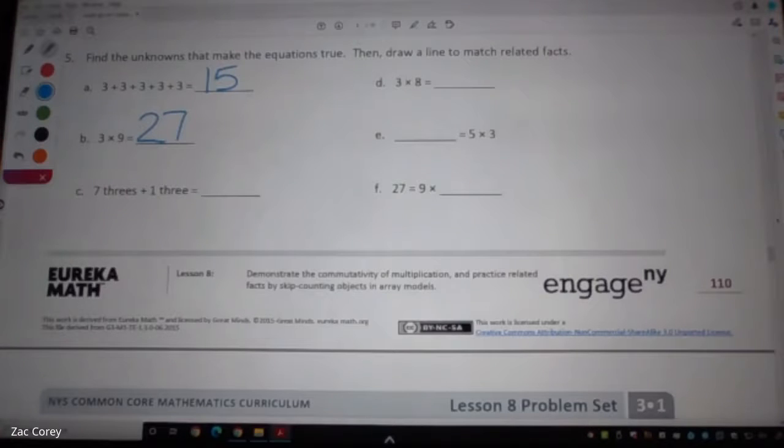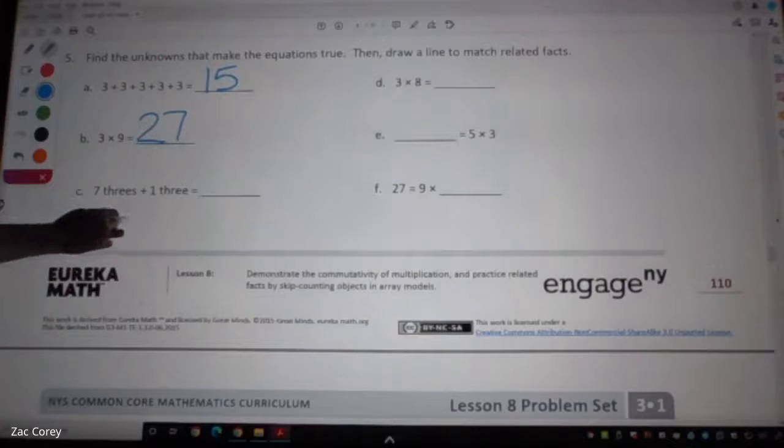Letter C, what is 7 threes plus 1 3? That's tricky. 7 threes, meaning we're going to count by 3 7 times. So 3 7 times would be 7 times 3. Well, we could also flip it and make it easier for ourselves and count by 7 3 times.